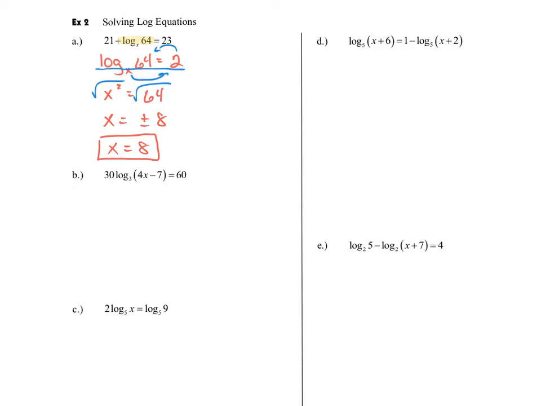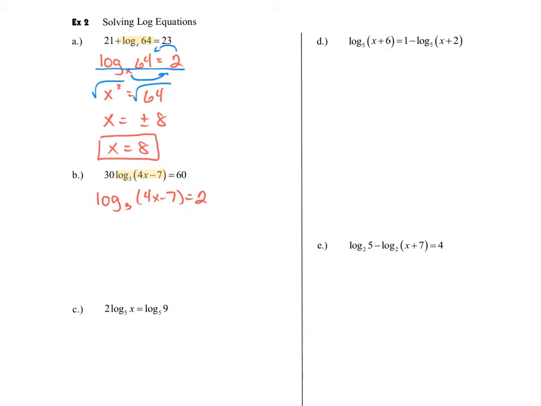Next one, I need to isolate this piece before I can do anything else, and I do have two options. I could technically take this 30 and I could write it up top as an exponent, but that'd be a pretty big exponent for me to have to deal with. And what I can see is this 60 is easily divisible by 30, so that's going to be my easier strategy on this problem. So I'm going to have log base 3 of 4x minus 7 equals 2.